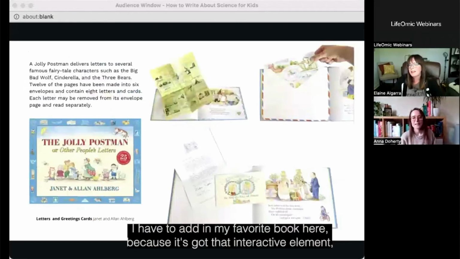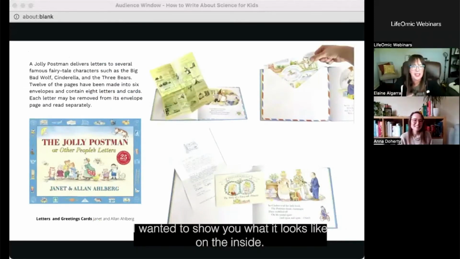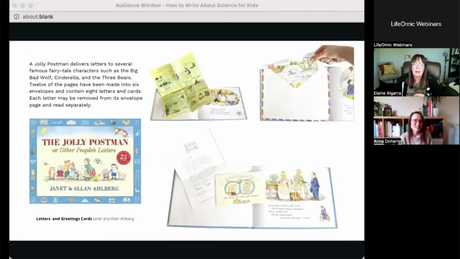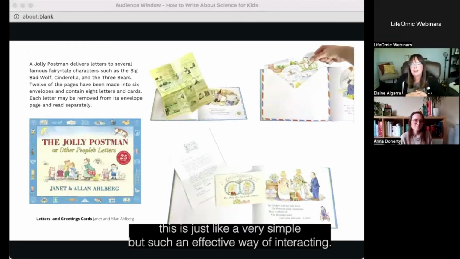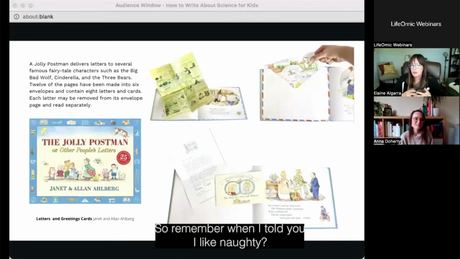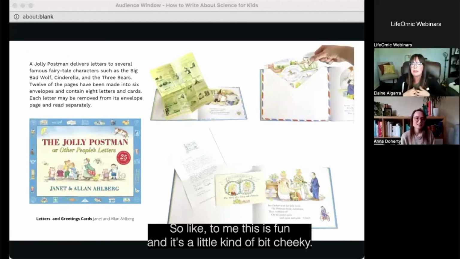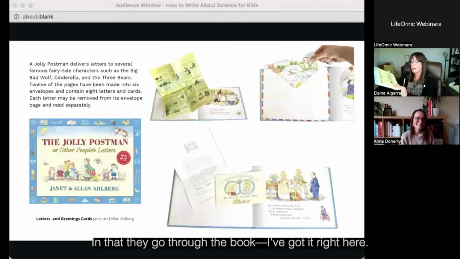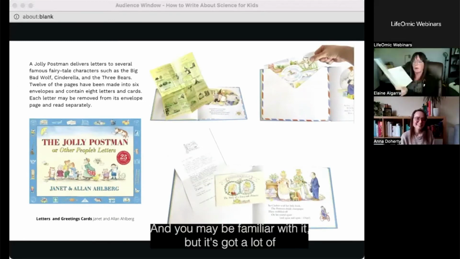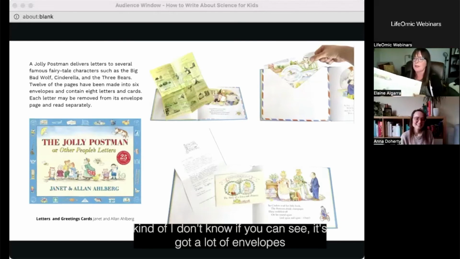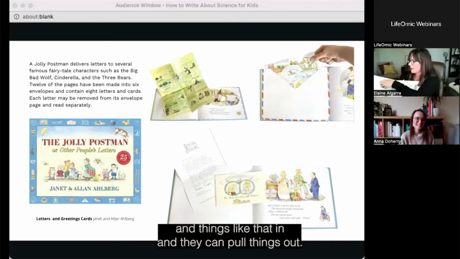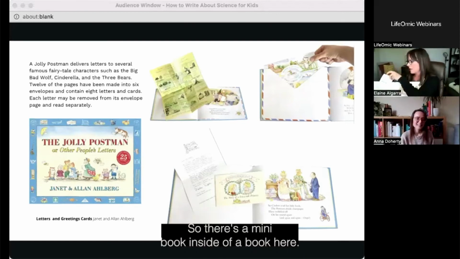So then I had to add in my favorite book here because it's got that interactive element. I wanted to show you what it looked like on the inside. I really do think that this is a very simple but such an effective way of interacting. So remember when I told you I like naughty? To me, this is fun and it's a little bit cheeky in that they go through the book. I've got it right here and you may be familiar with it, but it's got a lot of envelopes and things like that in, and they can pull things out. So there's a mini book inside of a book here.